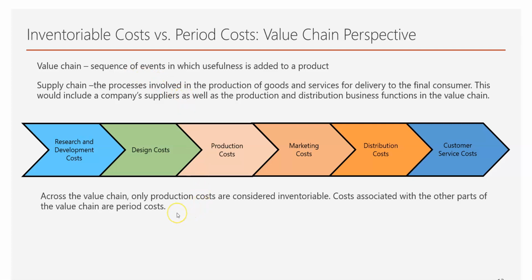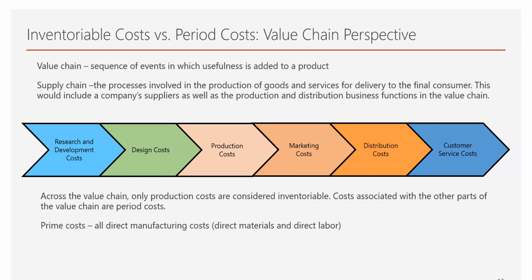Now, across the value chain, only production costs are considered inventoriable. So any costs associated with this part of the value chain are considered inventoriable, just like what we just talked about. Costs associated with the other parts of the value chain are considered period costs. So this is period costs right here for research and development. Design costs are period costs. Marketing costs are period costs. So are distribution and customer service costs.